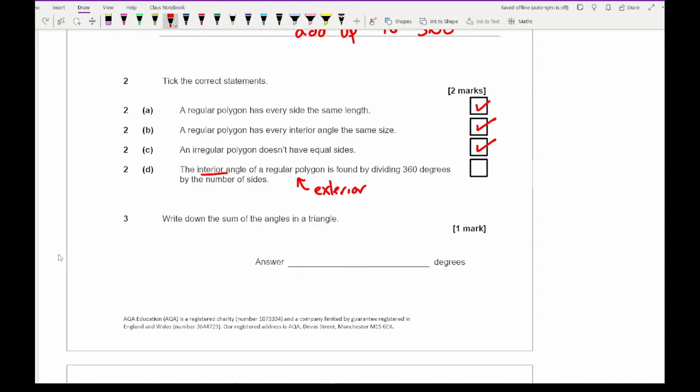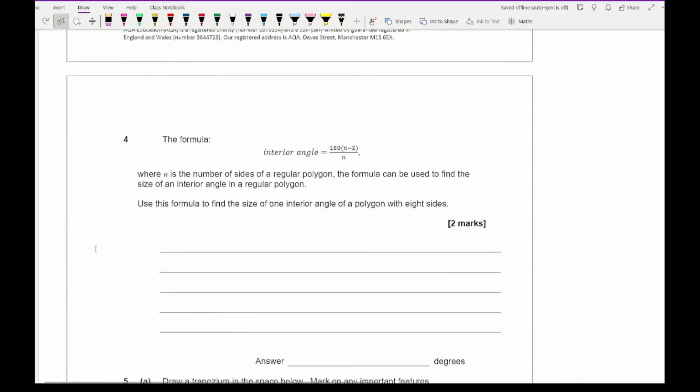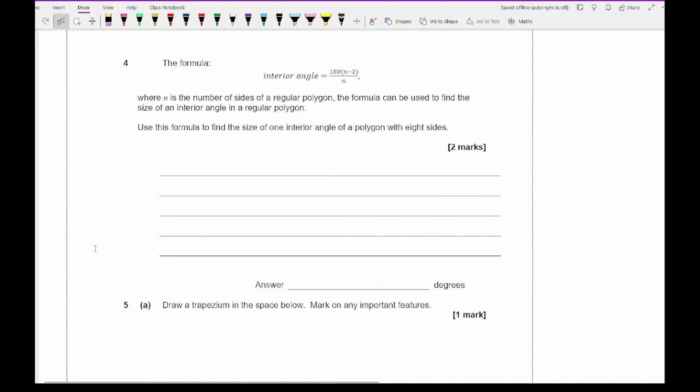The next question then says write down the sum of angles inside a triangle, and that should be relatively easy, as being 180. Moving on to question 4, it says that the interior angle can be calculated by doing 180 multiplied by n minus 2 divided by n, where n is the number of sides of the regular polygon. So it says use the formula to find the size of one interior angle with 8 sides. So this is where n equals 8.